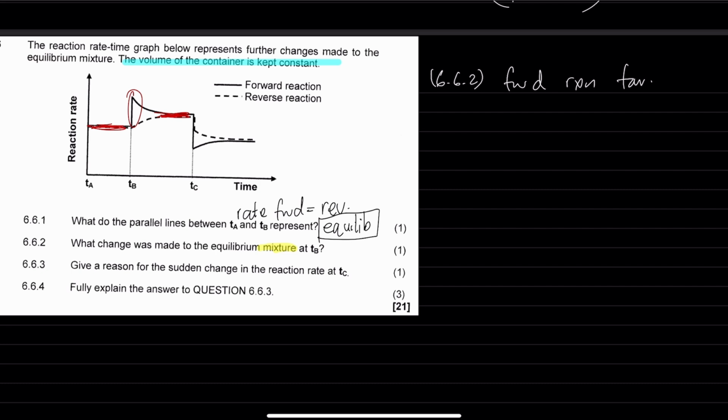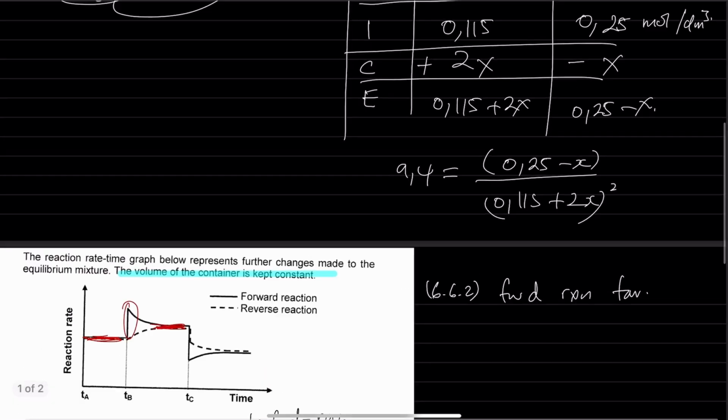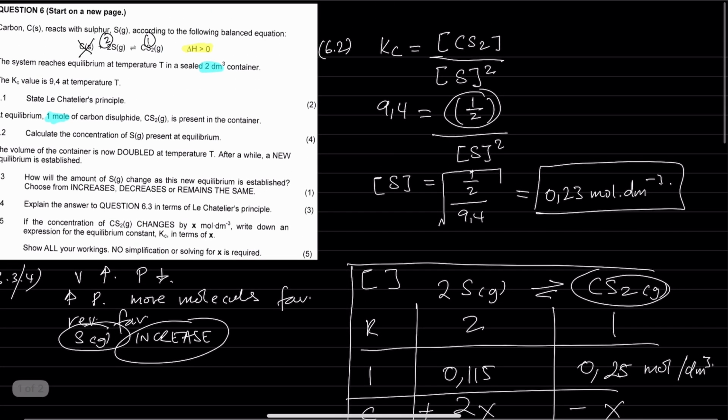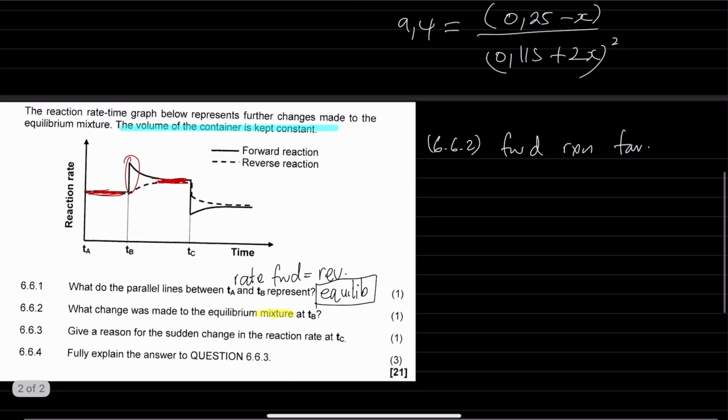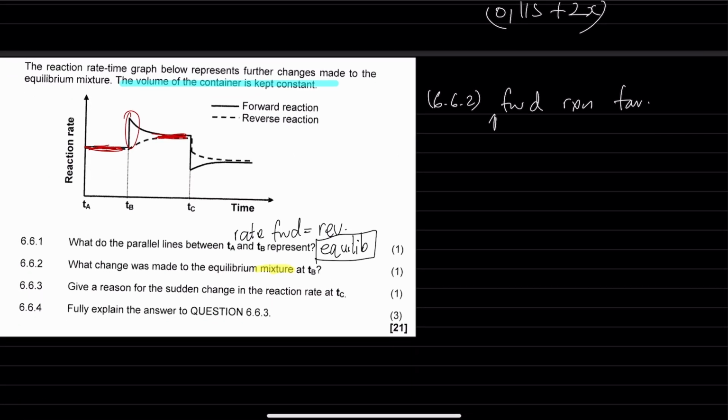Now, what could they have done to the mixture to favor the forward reaction? If they increase the concentration of sulfur. So if you increase the concentration of sulfur, the system will want to decrease the concentration of sulfur. It's going to favor the forward reaction, and there you're going to find the rates increasing.